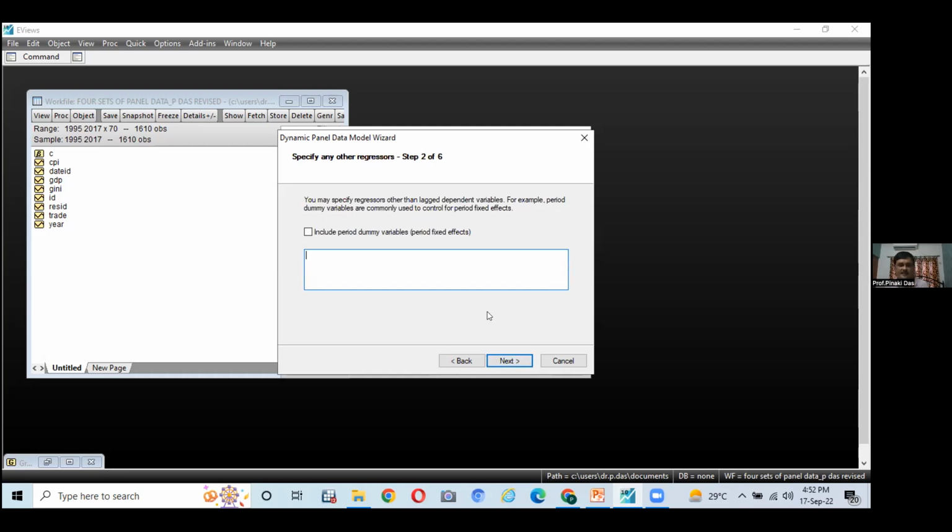This is the second step. Okay, these steps, if we are able to complete these particular steps, then it helps us to incorporate the explanatory variables. All are written here. You may specify the regressors. Regressor means the explanatory variables.